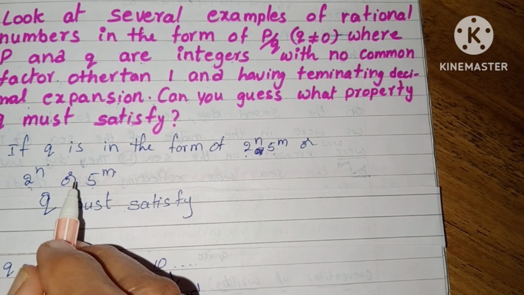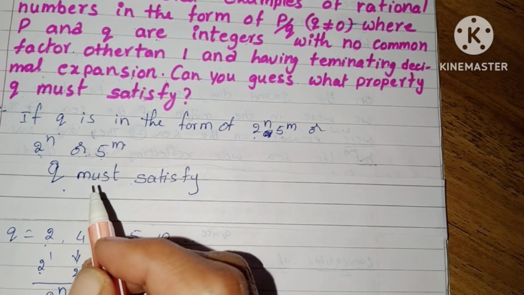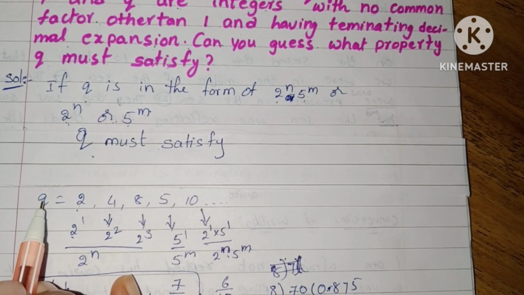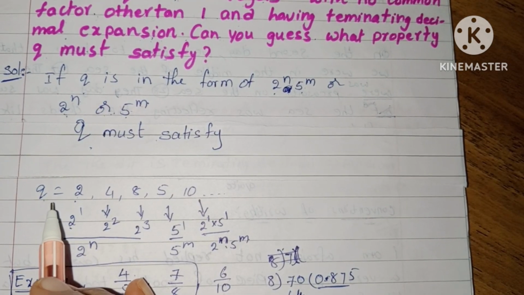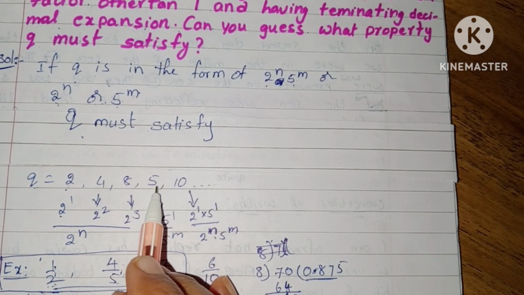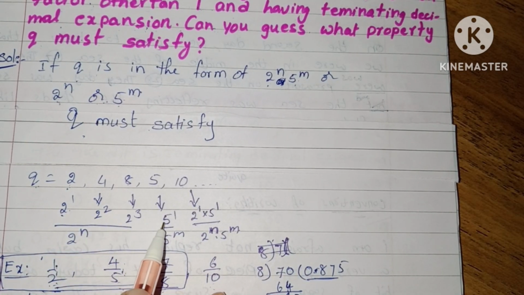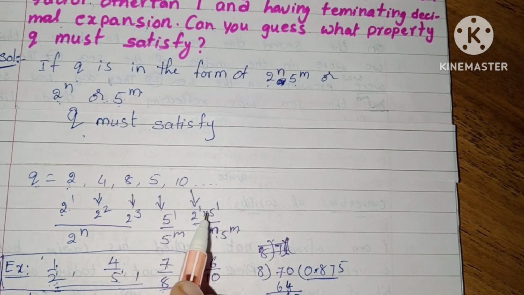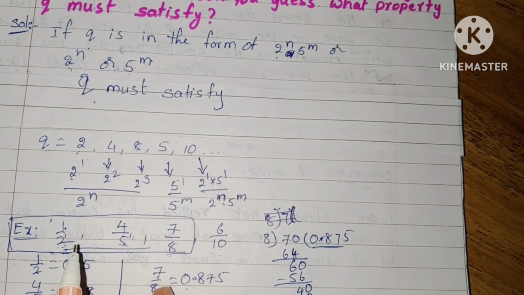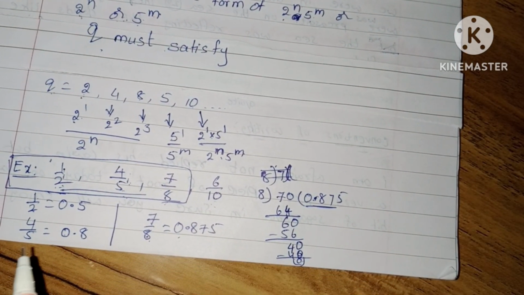then q must satisfy this property. Then only the decimal expansion of the rational number is terminating. Look here, if the denominators q of any rational number are, which means q must be either 2 or 4 or 8 or 5 or 10 and so on. They must be in the form of 2 powers or 5 powers or 2 powers into 5 powers. So this condition q must be satisfied for the decimal expansion of the rational number, then only it is terminating.